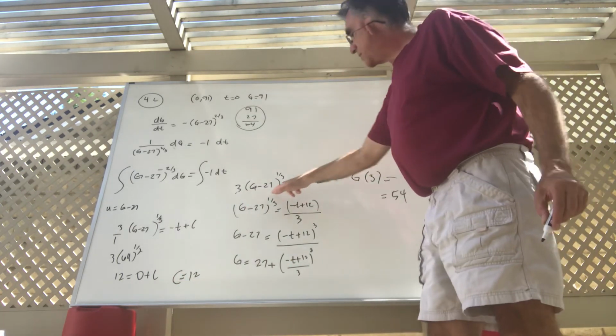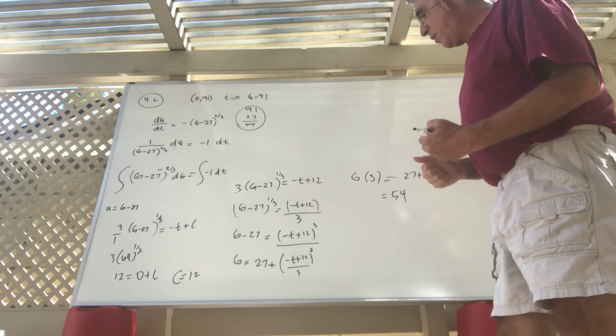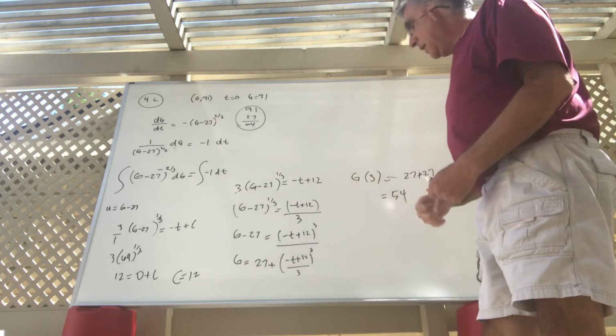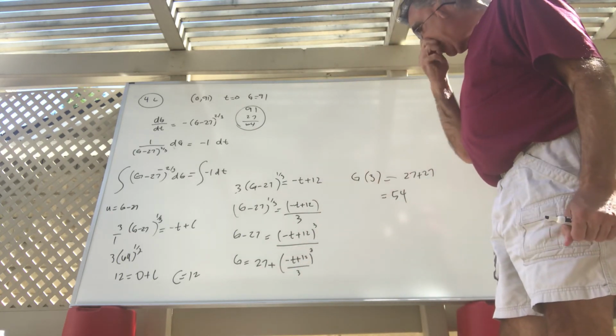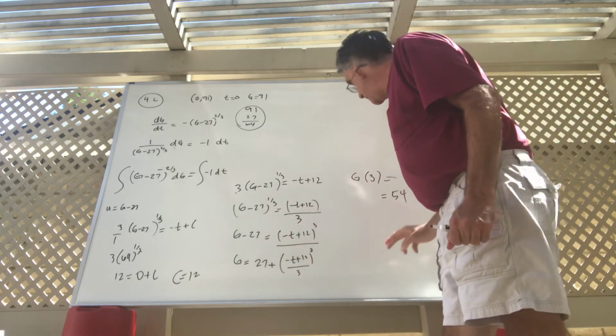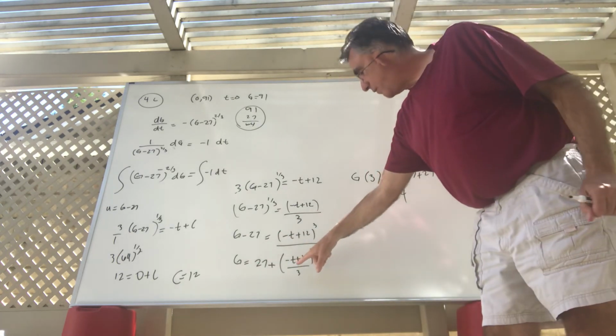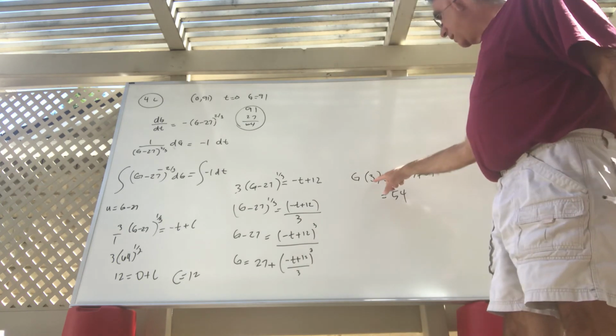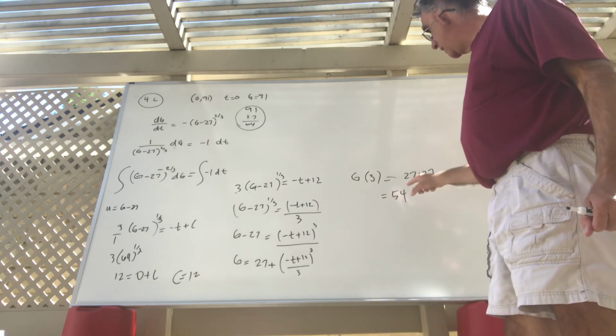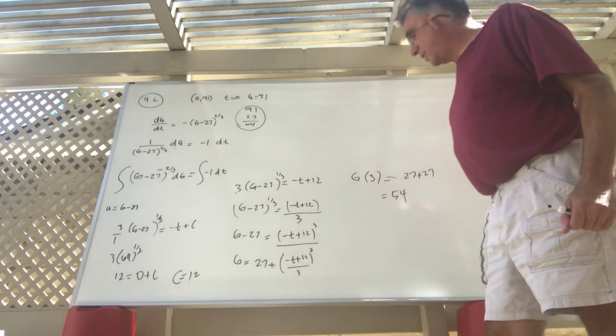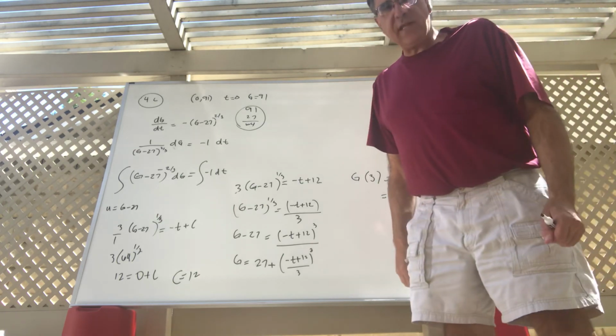And then now we have this equation. Now I want to solve it for g. Once you solve it for g, then you want to put the 3 in for the t, and then solve the equation for that. Hopefully that answers your question.